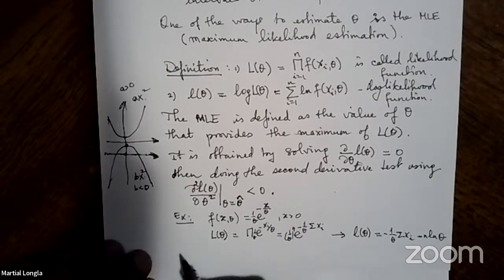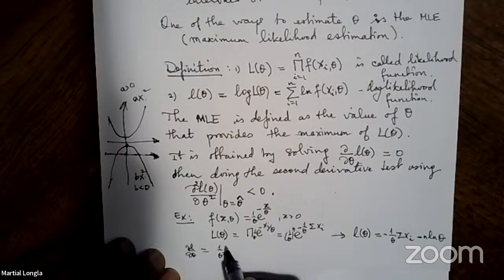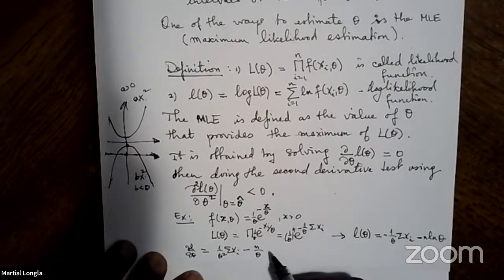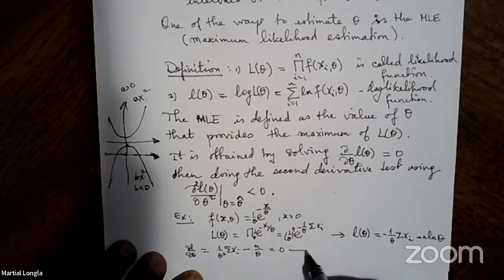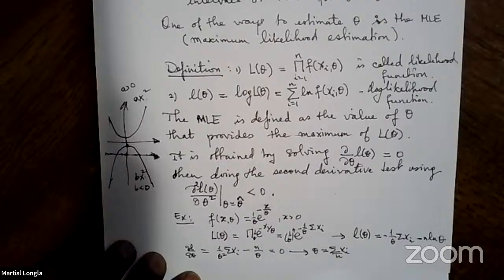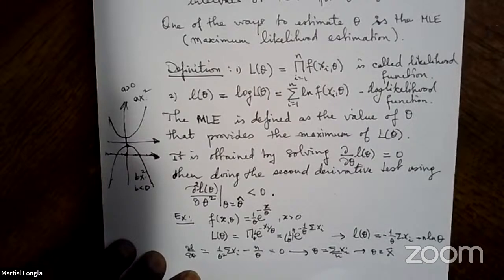And so now we do dl over d theta. Here it's going to be 1 over theta squared sum of xi's minus, and here that's minus n over theta. And if you set this equal to 0 and you solve, you get theta equals sum of xi's over n, and that's what we call x bar.